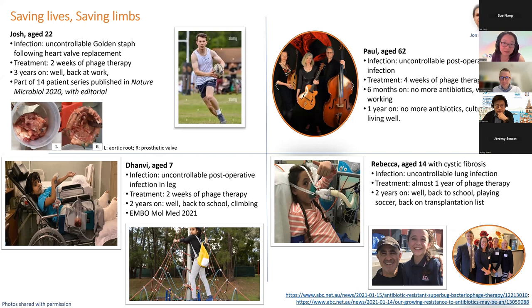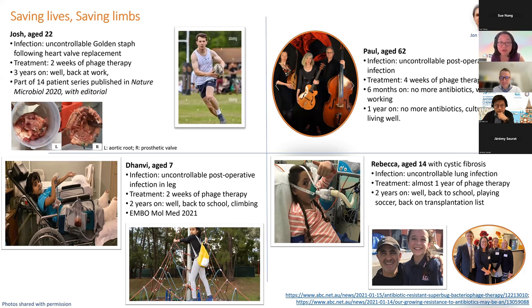So for instance, a patient like Josh on the top left corner, he had a recurrent heart valve infection. John saw him when he was 19 years old. And so for over 3 years, he was in and out of the hospital, but now because of phage treatment, he can play football.